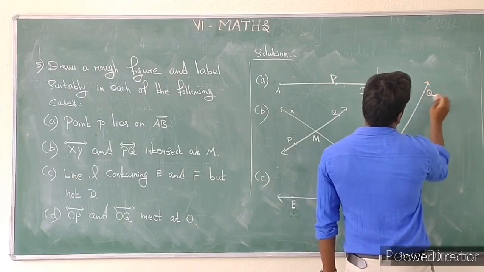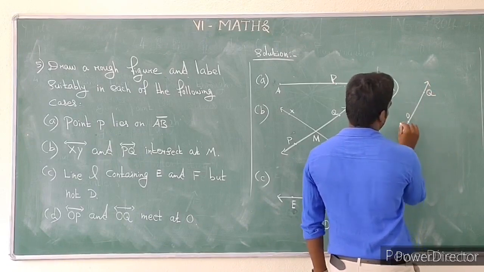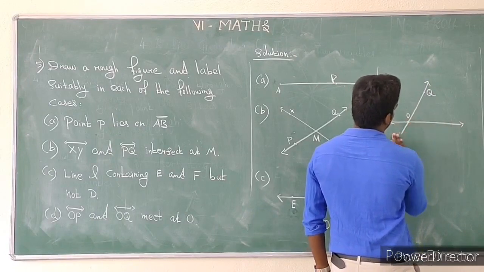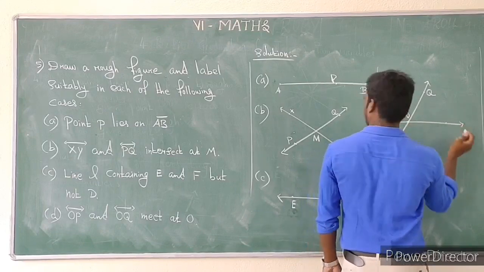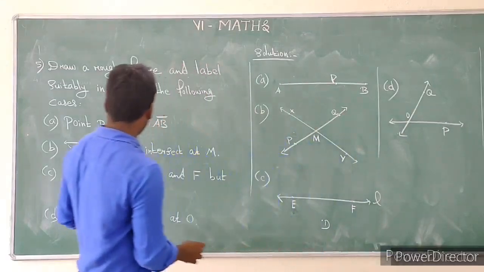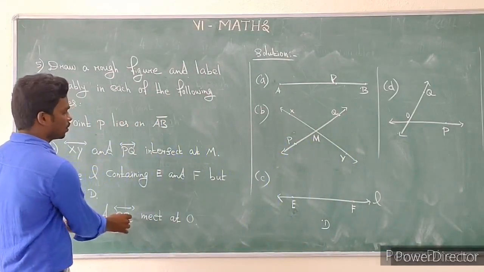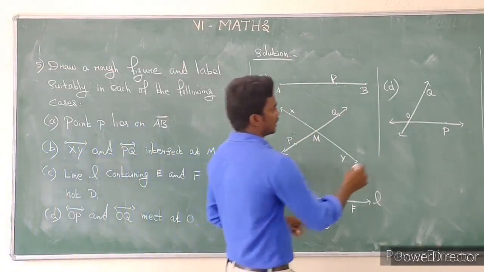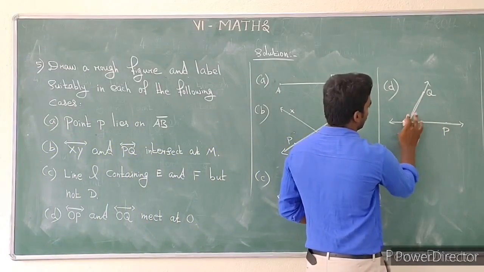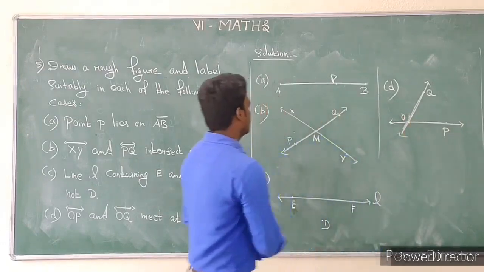So this is line OQ. What is the next line? O, P. So line OP and line OQ meet at O. Here is line OP and the next one is line OQ. Which point do these lines meet at? O.